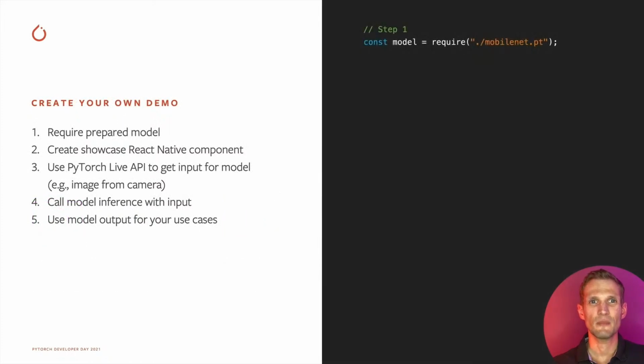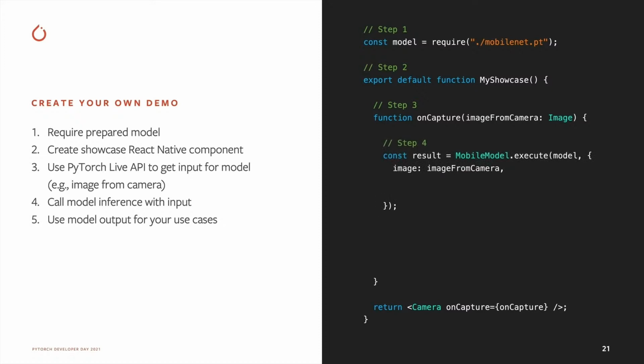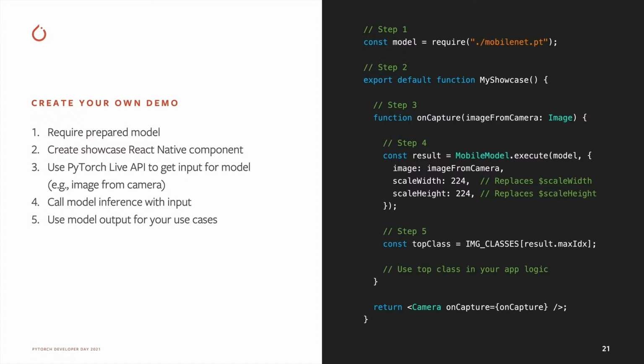Let's have a look at an example on how to call the MobileNet model from before. First, put the model anywhere in your app project folder, which allows you to require the model using a relative path. Second, create a React Native component to showcase your model. Third, add the PyTorch Live camera component with a capture callback. Fourth, call the model with the captured image from the camera. You can pass in values for variables defined earlier in the data processing specification. Last, get the top image class based on the model result and use it in your app logic. And that's it.